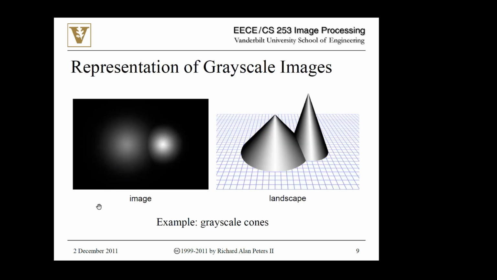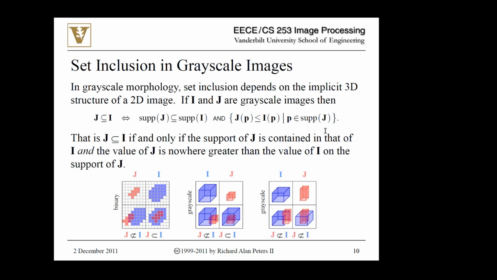So, for instance, here you have a couple of images, a couple of cones, and these cones have different heights, different maximum intensity, and then they decay down to 0, and outside, they have minus infinity. So you have to think of images in this way. Okay. So these are the rules that I mentioned before.